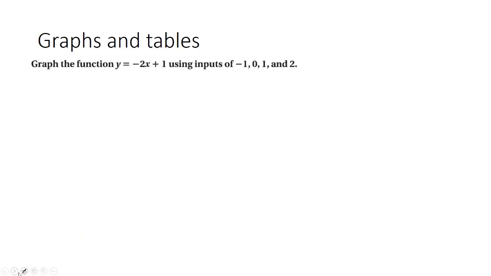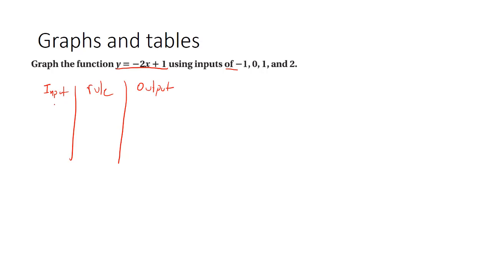And of course, if we have ordered pairs, then we also have graphs. So it says graph the function y equals negative 2x plus 1 using the inputs of negative 1, 0, 1, and 2. Well, I'm going to set up my table just like I had before. I'm going to have my input. I'm going to have my rule. I'm going to have my output.